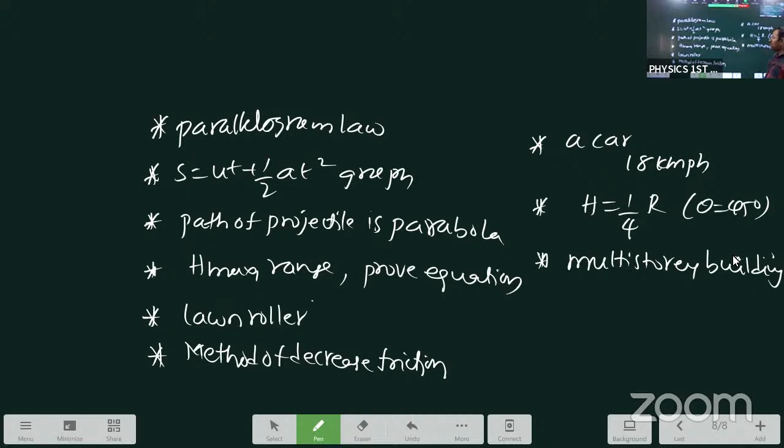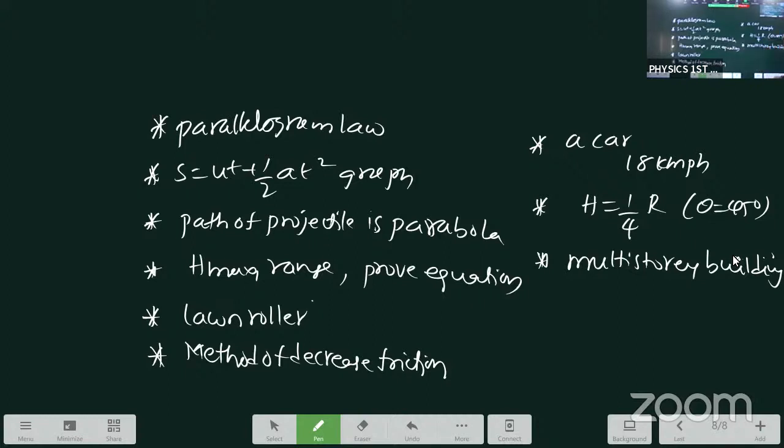One is the parallelogram law. Next one, S equals ut plus half at square, graph method. Path of the projectile, parabola. H max, range: define maximum height and range, and prove its equations. Pulling is better than pushing in the case of lawn roller. Method of decreasing friction. A car problem: 1/3 of the distance at 10, 2/3 of the distance at 20, last third at 60. Yesterday's problem, and yesterday's case only this one. If theta equals 45 degrees, H max equals 1/4 of range.